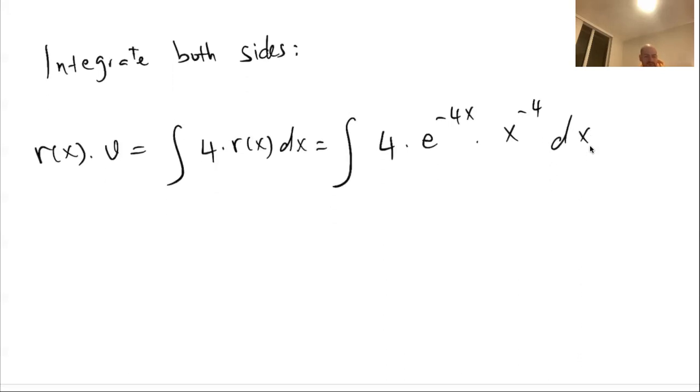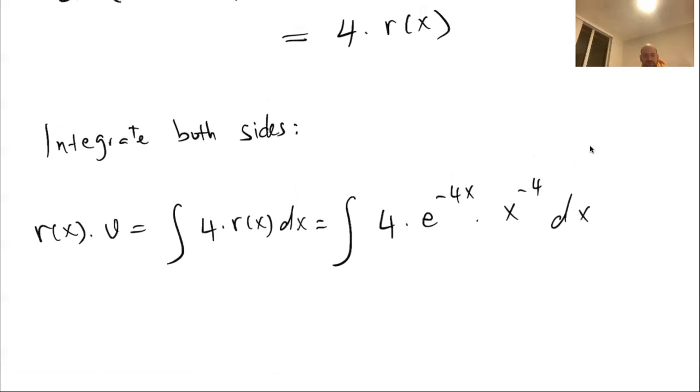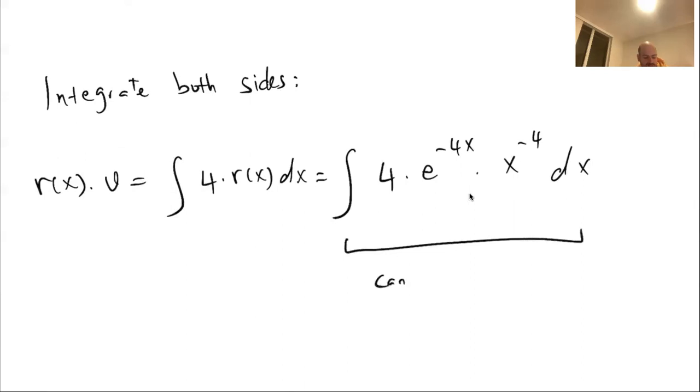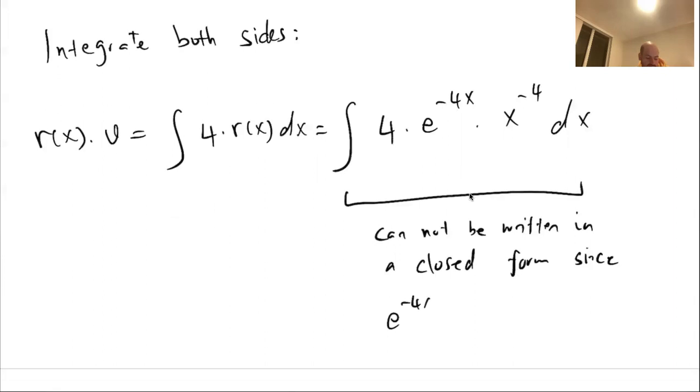And this indefinite integral cannot be computed, because for finding it we need an antiderivative of e to the power minus 4x times x to the power minus 4. It can be shown that this function has no antiderivative, so we cannot write it in closed form, since e to the power minus 4x times x to the power minus 4 has no antiderivative.